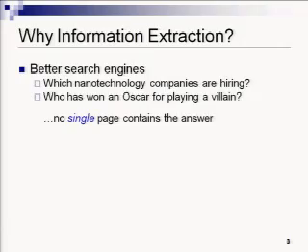Say I'm looking for a job and I want to know which nanotechnology companies are hiring. To answer this question on the web today, I'd have to first compile a list of nanotechnology companies and then manually check each one to determine whether or not they were offering jobs. And there are other questions like, who has won an Oscar for playing a villain? That's difficult for the same reason: there's not a single page that contains the answer. We can find the answers on the web, but that requires compiling information from multiple pages, and doing that currently is a tedious and error-prone manual process.